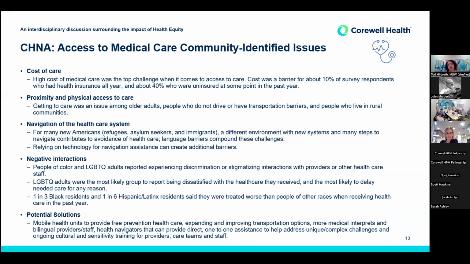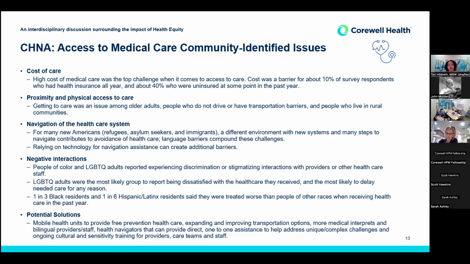Potential solutions over the next year that the CHNA will start looking into will be mobile health units. I know this has been very helpful for a few different communities that it has already helped, as far as mobile MRI stations, mobile breast clinics, and dental care. Also expanding and improving transportation options, making sure that we have more medical interpreters or bilingual staff, having a health navigator sit down one-on-one to assist families with these complex and unique situations, and ongoing cultural and sensitivity training for providers, care, and staff.